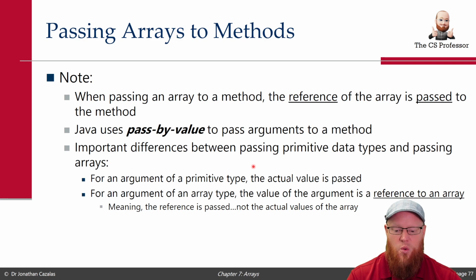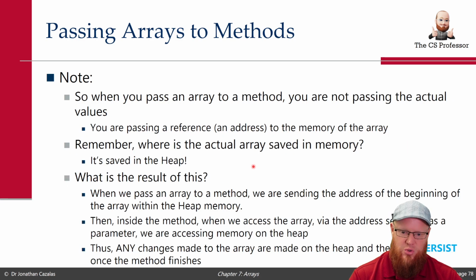The reference is what is actually sent over to the method. That's the takeaway. And remember, where's the array? The array is saved in the heap. So what's the result of this? This is just repeating what I've already stated, but now it's here on page 78 officially.